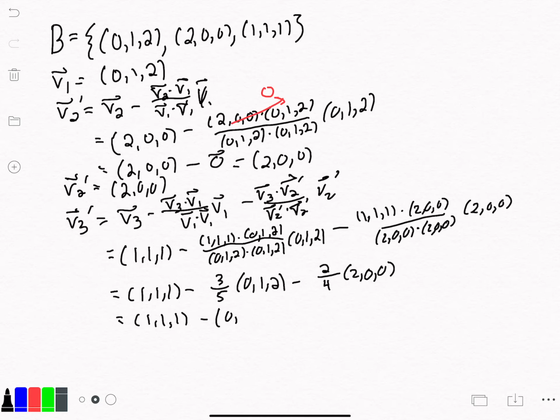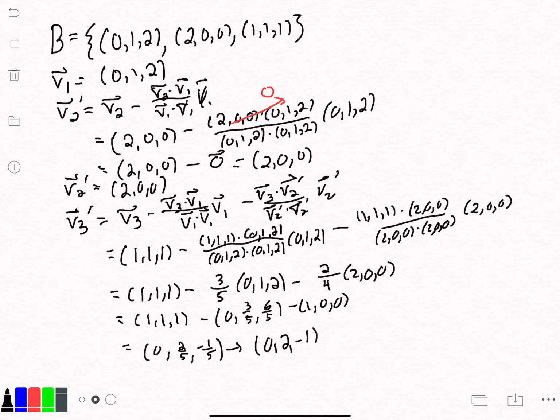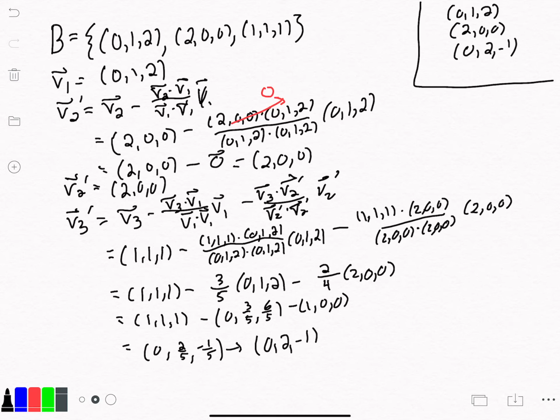And so this is going to be (0, 3/5, 6/5). And this is going to be (1, 0, 0) if you work that out. And so I'd have 0, and then 1 minus 3/5 is 2/5, and that's going to be negative 1/5. And so based on this, I can also clear out the fractions, again, to make my life easier. So the three vectors I've gotten are (0, 1, 2), (2, 0, 0), and (0, 2, -1).